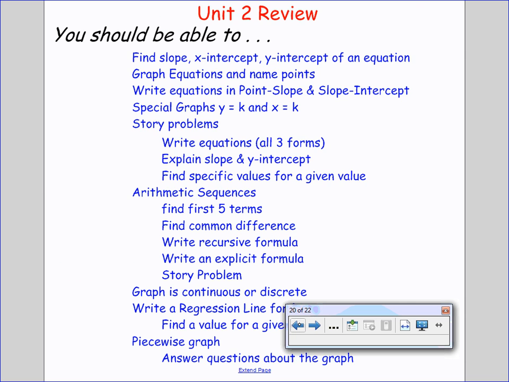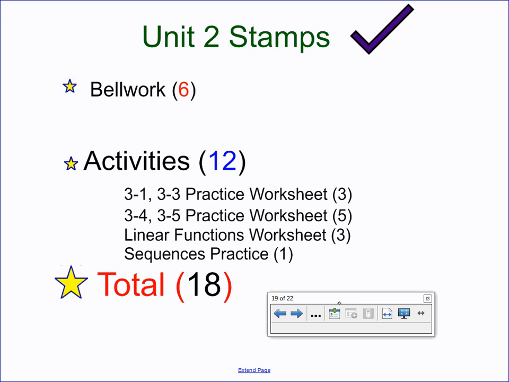But first, we're going to do a stamp check. And so at this time, we're going to give you about 5 minutes or so to go through and find all of your Bellwork red marks, day 1 through day 5. I'm sorry, day 1 through day 6, for a total of 6 red marks. Your activity stamps for a total of 12.